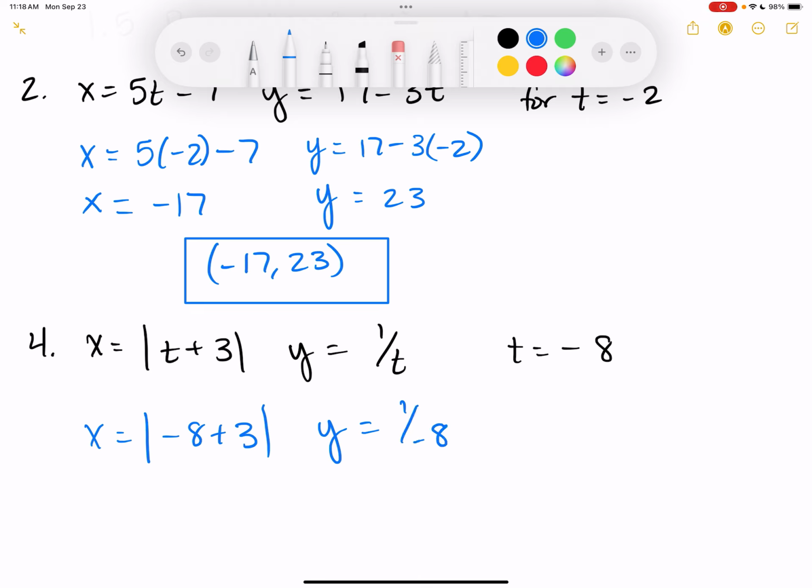So what do I get for x? 5. -8 plus 3 is -5, and the absolute value would be 5. And then obviously y is just -1 over 8. So the xy pair is 5 and -1 over 8.